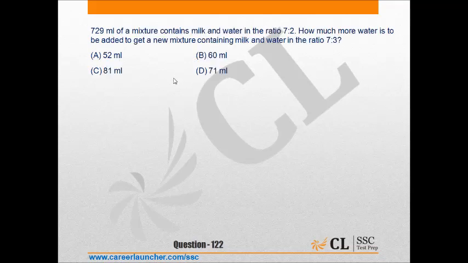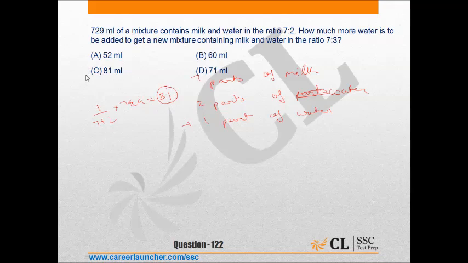729 ml of mixture contains milk and water in the ratio 7:2. How much more water is to be added to get a new mixture containing milk and water in the ratio 7:3? Basically, there are 7 parts of milk and 2 parts of water. Now you want to add 1 part of water more. So it's simple. Let's find out one part of 729, that is 1 by (7 plus 2) into 729. This will give me 81, that means I need to add 81 ml of water further.